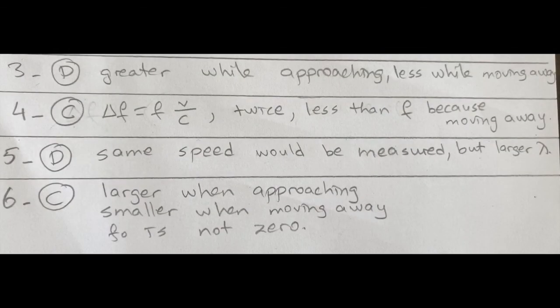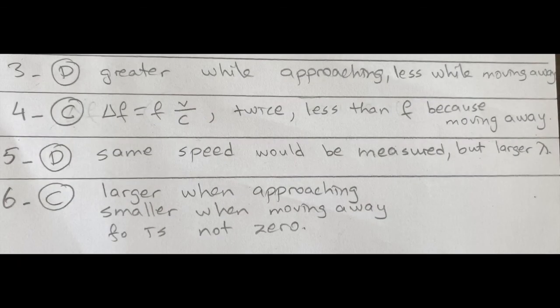Question number 5 is D because we know the observer would measure the same speed but a larger wavelength, so the option D is the reasonable choice among these options.